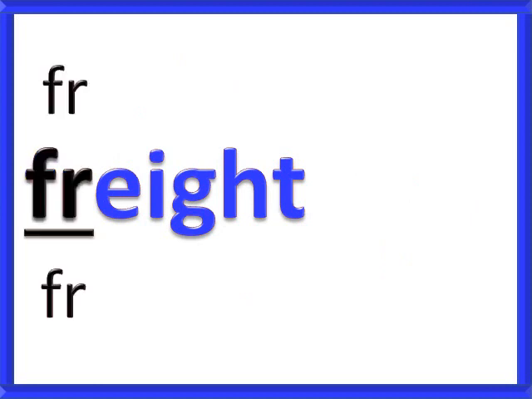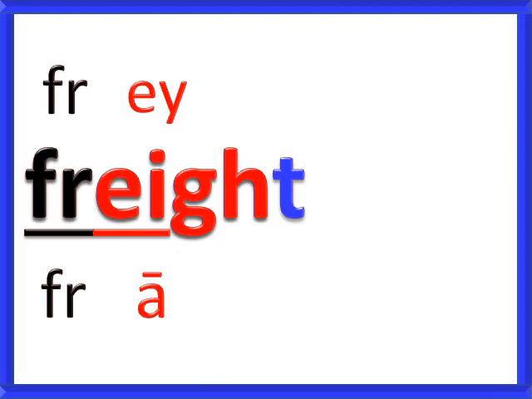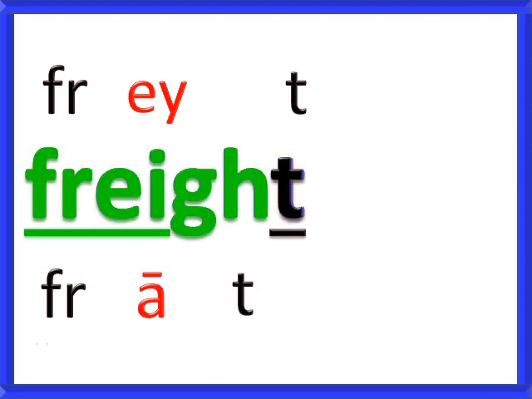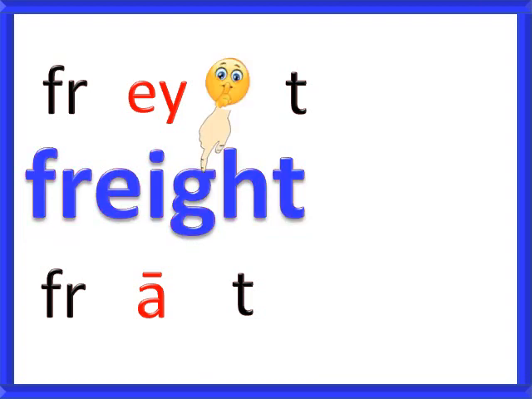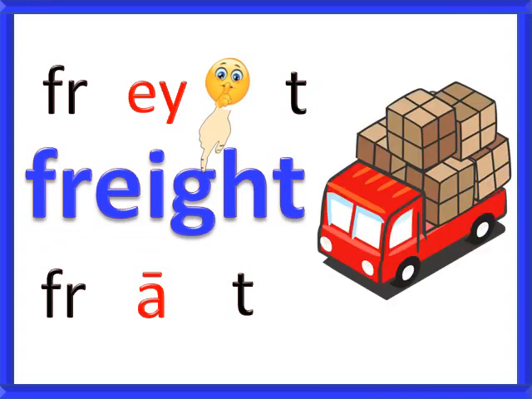Freight. Fr. A. Freight. GH is silent. GH makes no sound. Okay, you see that freight truck right there? A freight truck is carrying a freight of vegetables to the stores. He got lettuce, tomatoes, green peas, corn, carrots in those boxes on the back of that truck. He's carrying a freight of vegetables to the store.